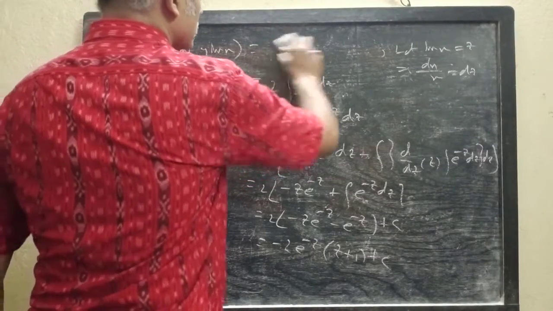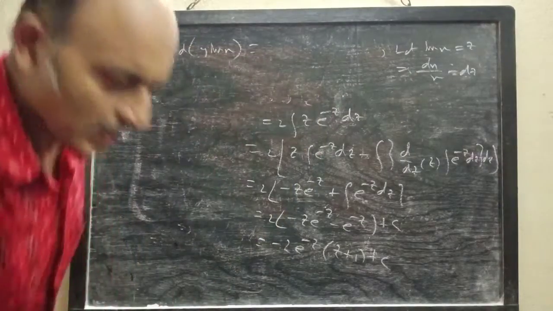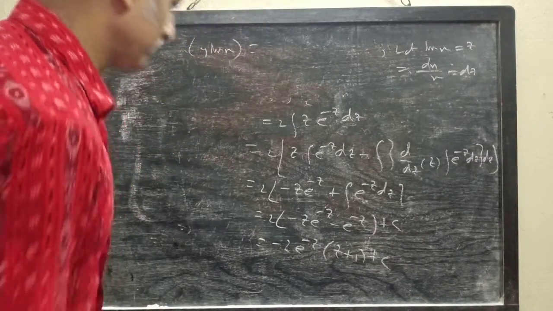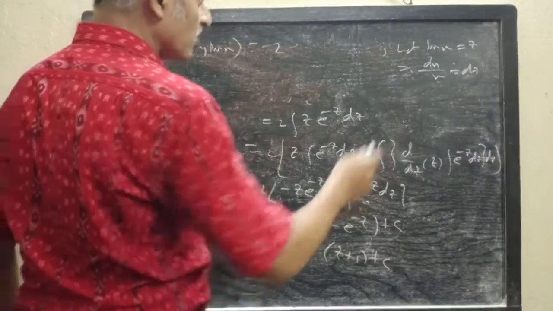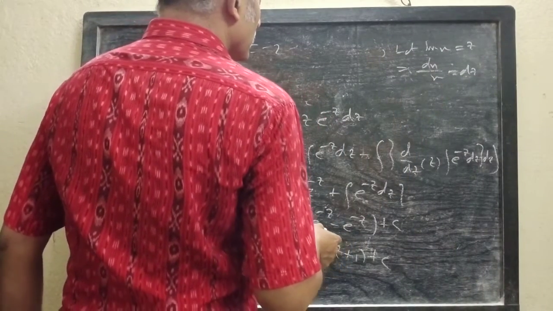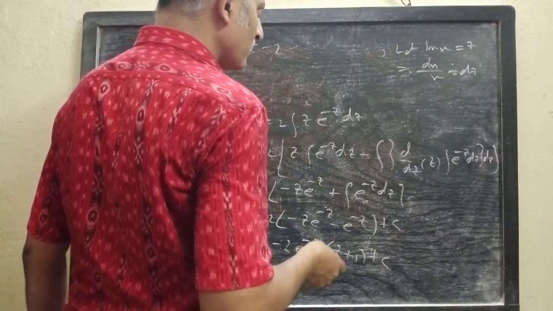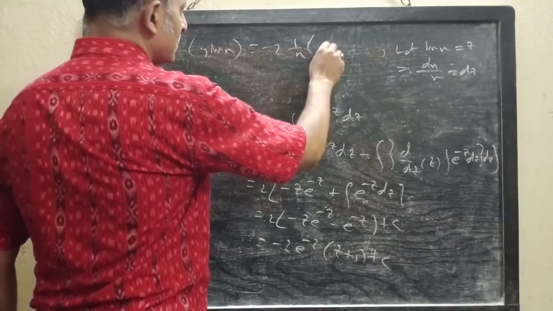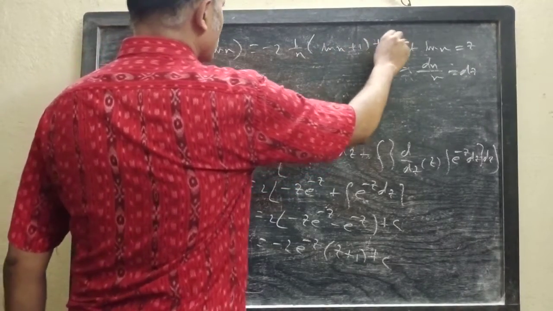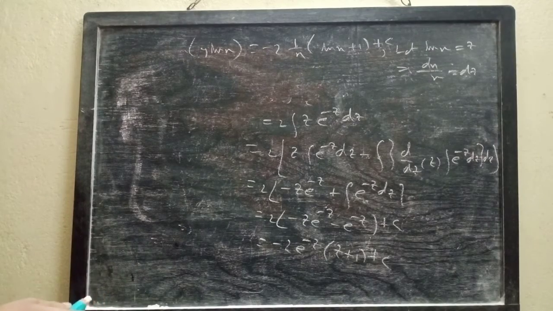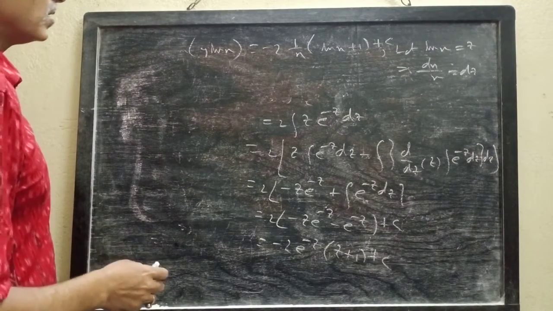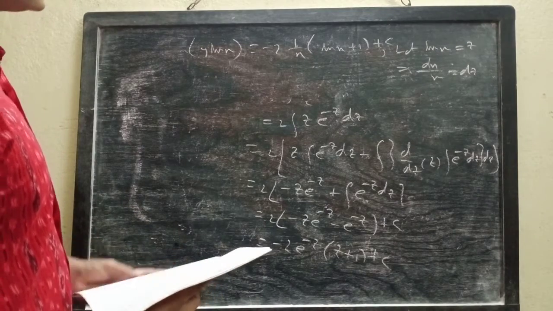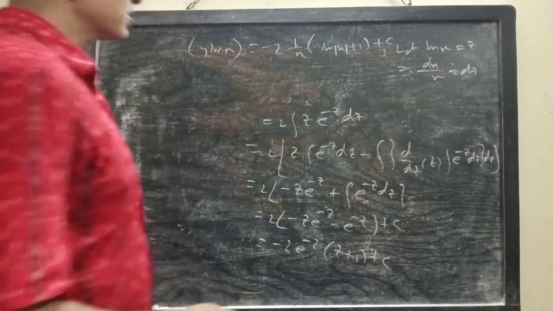Let us erase this. You get integrating, y ln x equals minus 2 e to the power minus z. x is e to the power z, so e to the power minus z is 1 by x. 1 by x within bracket z is ln x, plus 1, plus c. This is our general solution. y ln x equals minus 2 by x into (ln x plus 1) plus c. Okay.